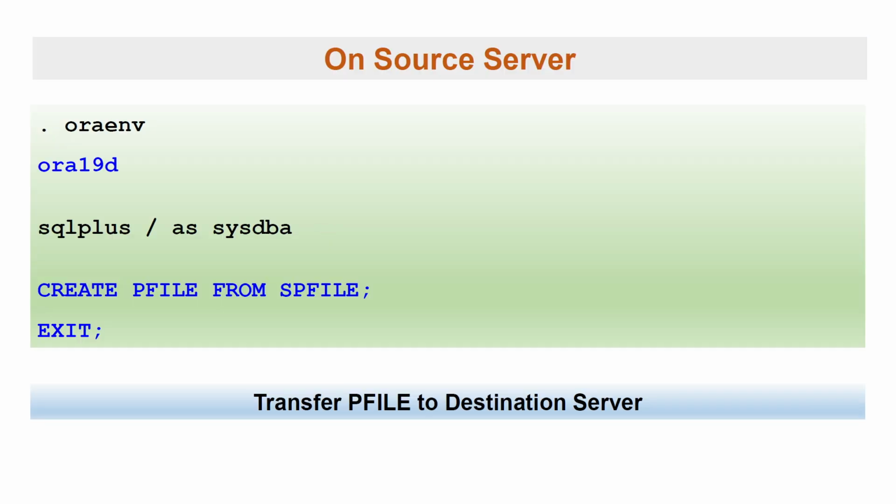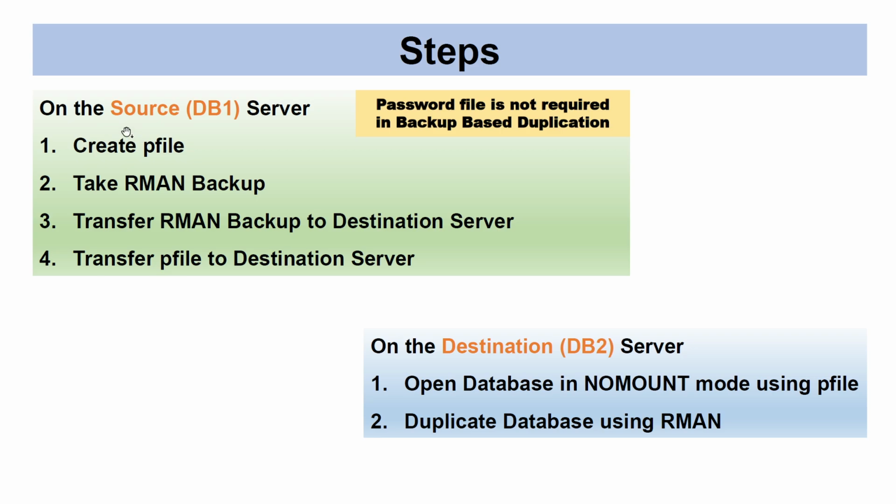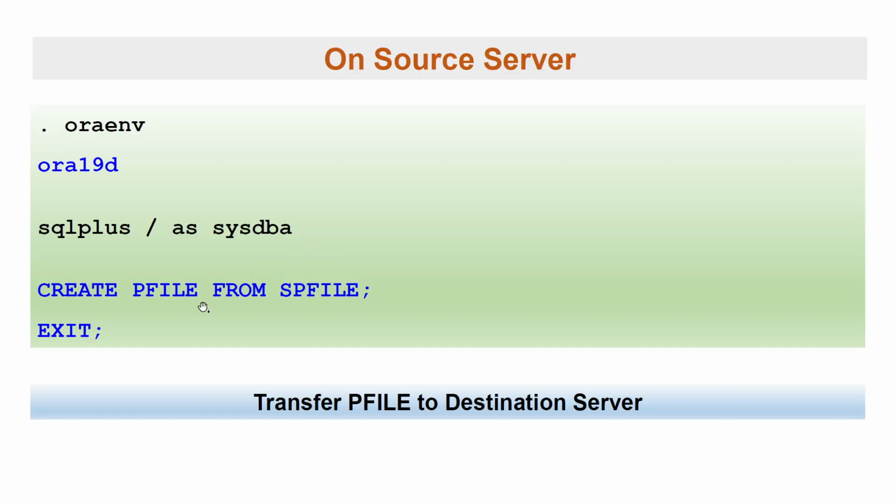Now, let's see the steps in detail. The two steps on the source server are create pfile and take RMAN backup. To create the pfile, you will use create pfile from spfile. If you already have the pfile, you can skip this step. If you don't have the pfile, you can use the create pfile from spfile command to create it. Once the pfile has been created, you will transfer it to the destination server.